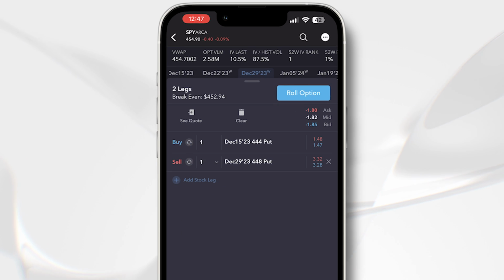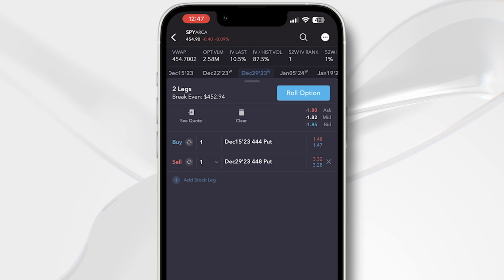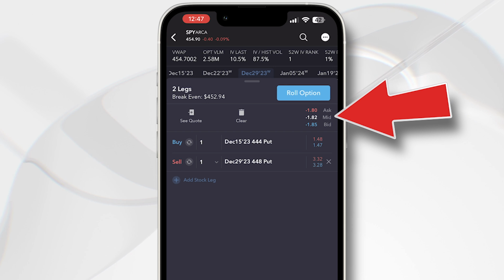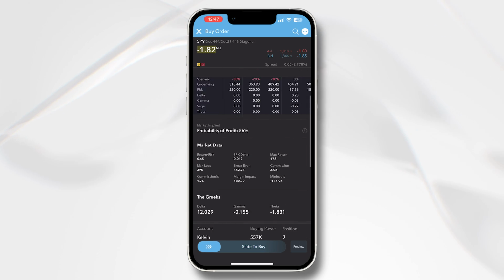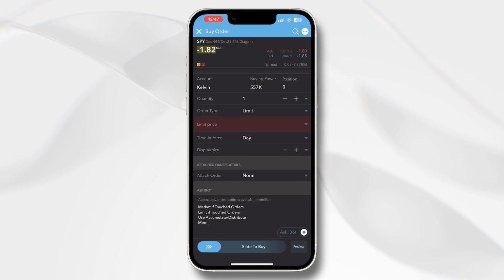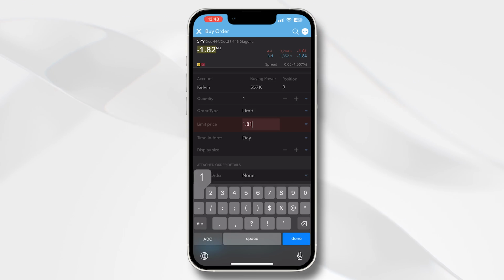If I check the option legs, I will see that there are 2 orders, which will add up to the final ask, mid, and bid prices. After that, everything is the same again. Just choose your order type, enter your limit price, then select to buy, and you are done.